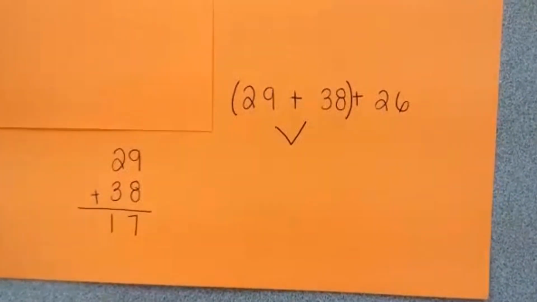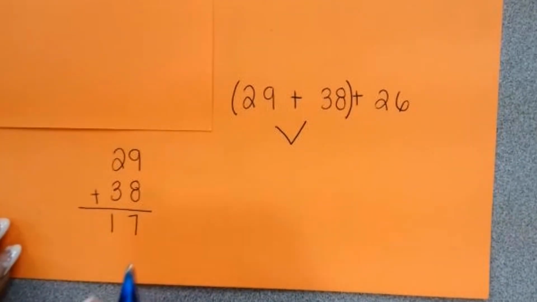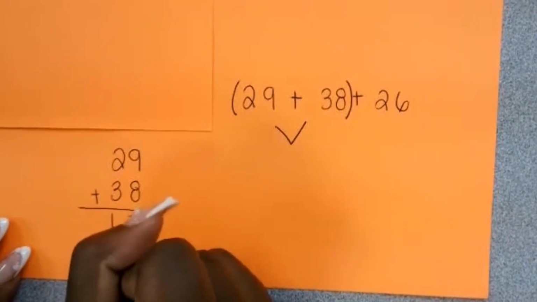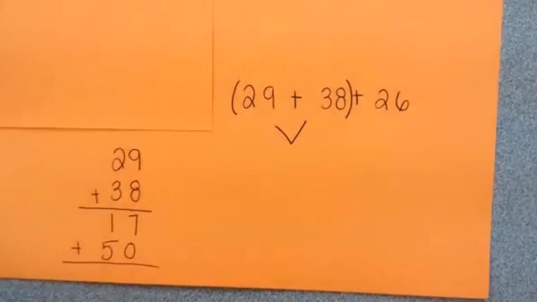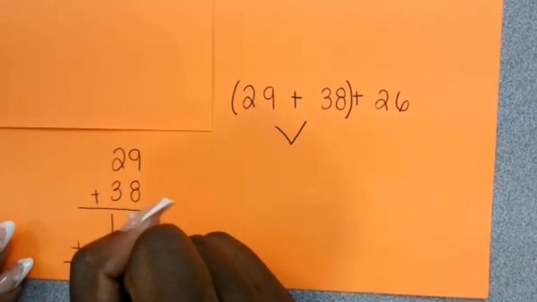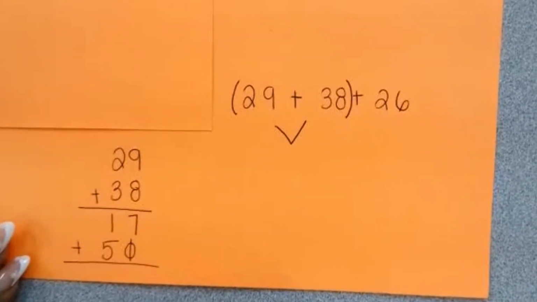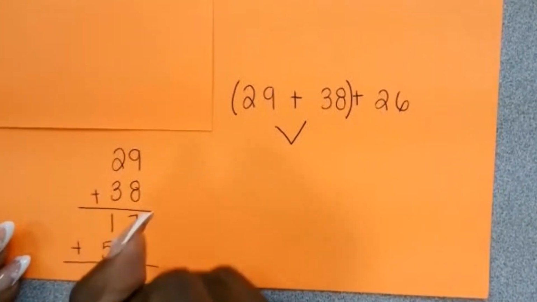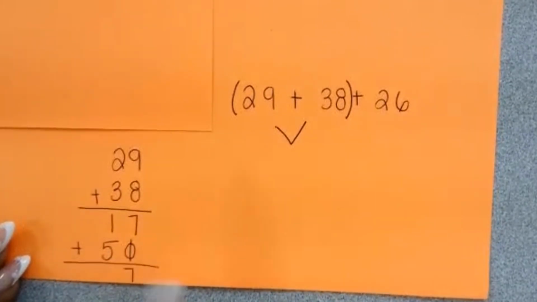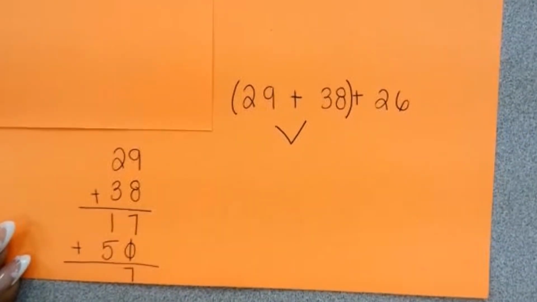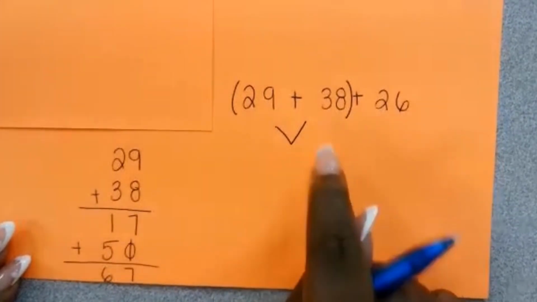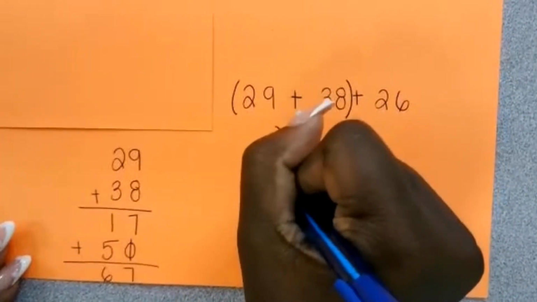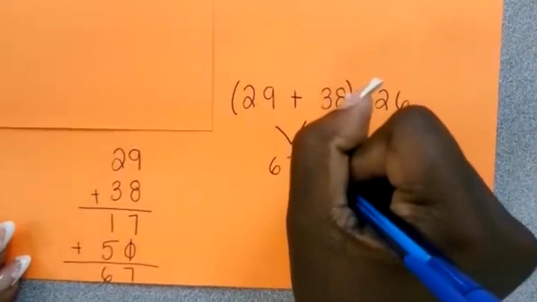And also, what is 20 plus 30? 50. Now, if I have zeros in a problem when I'm solving it, what can I do to those zeros? I'm going to slash the trash. What's 7 plus nothing? 7. What's 1 plus 5? 6. So we learned that 29 plus 38 is 67. Now I'm going to bring down my 26.